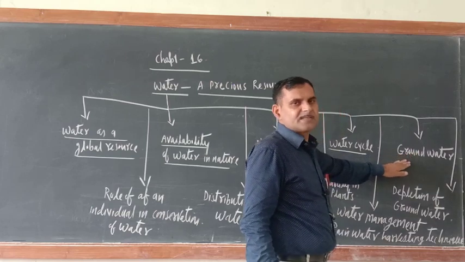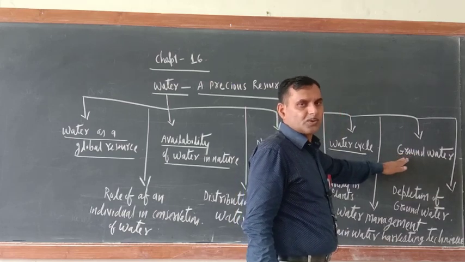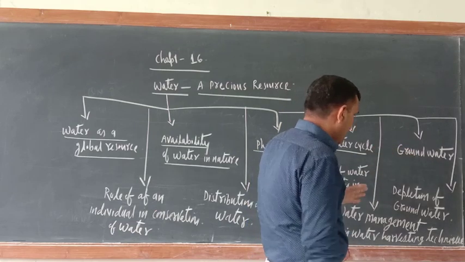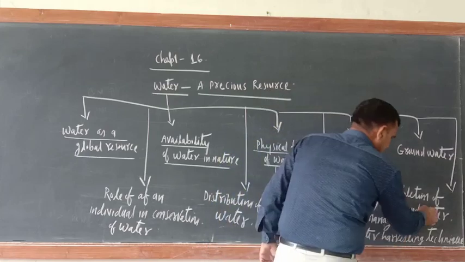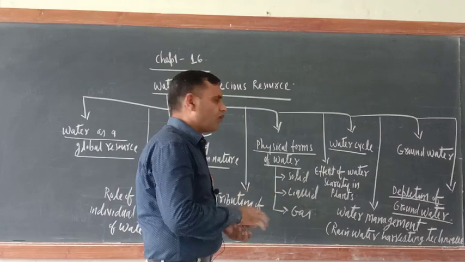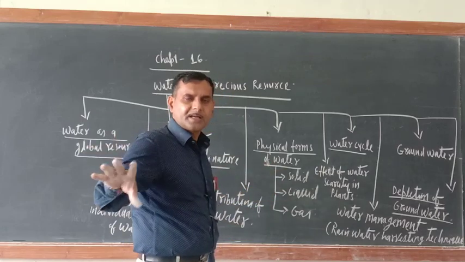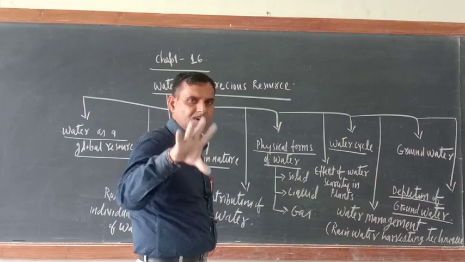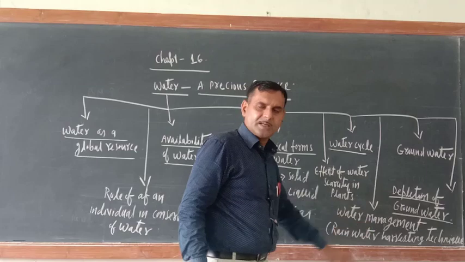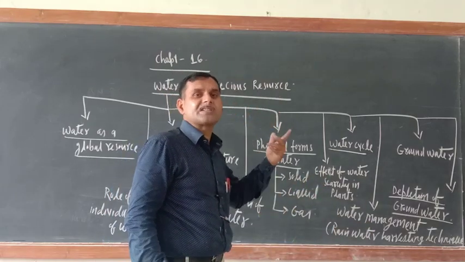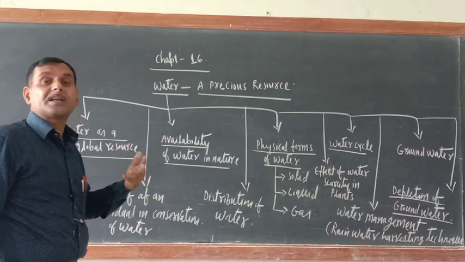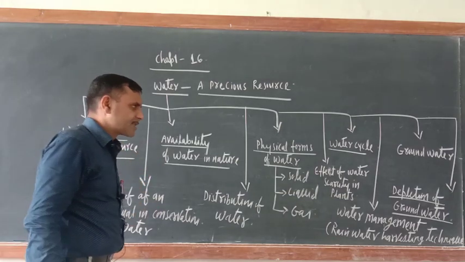Next one is groundwater. The potable water is basically groundwater only. So how the groundwater is recharged, we'll discuss all those things. Next one is what are the factors leading to the depletion of groundwater. Nowadays the water table is depleting day by day. So what are the factors responsible for the depletion of the water table? Another thing is water management. Water management means rainwater harvesting technique. How can we increase the availability of groundwater? Okay, so we'll discuss this one.